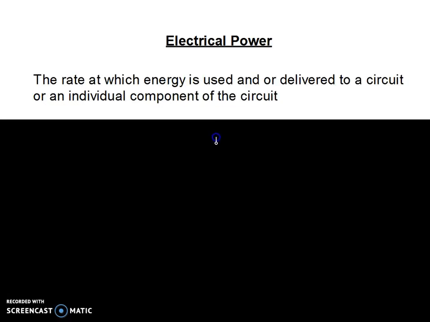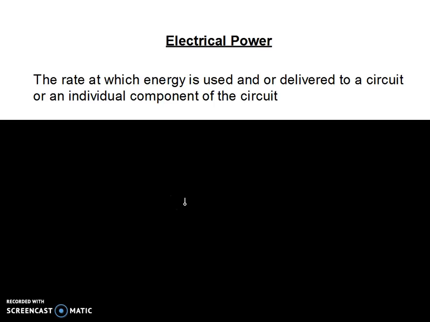Our last topic in this chapter is called electrical power. Now, if you remember, mechanical power in the earlier part of the year was the rate at which work was done. There's a slightly different definition for electrical power because there's really not any mechanical work being done. There's no forces acting on objects, no displacement by the objects. But there is a term for electrical power that we need to be familiar with, and the definition is a little different, and this is it. It's the rate at which energy is used and or delivered.